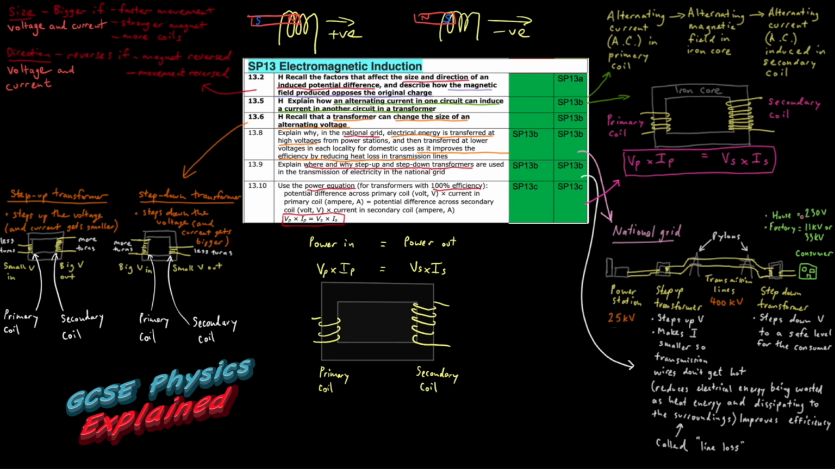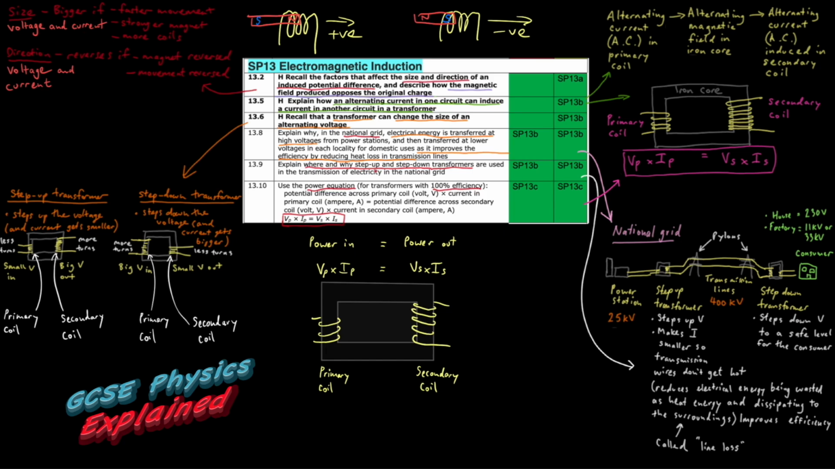Now remember these voltages as well. At a house, so a normal sort of person's house, the voltage is 230, and if you've got a small factory, it's 11 kilovolts, and if you've got a large factory, the voltage is 33 kilovolts. So make sure you remember those numbers there, because you might get asked.